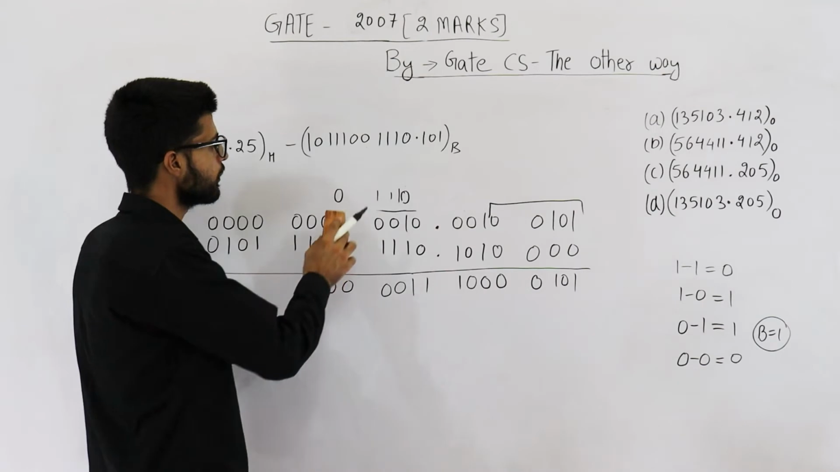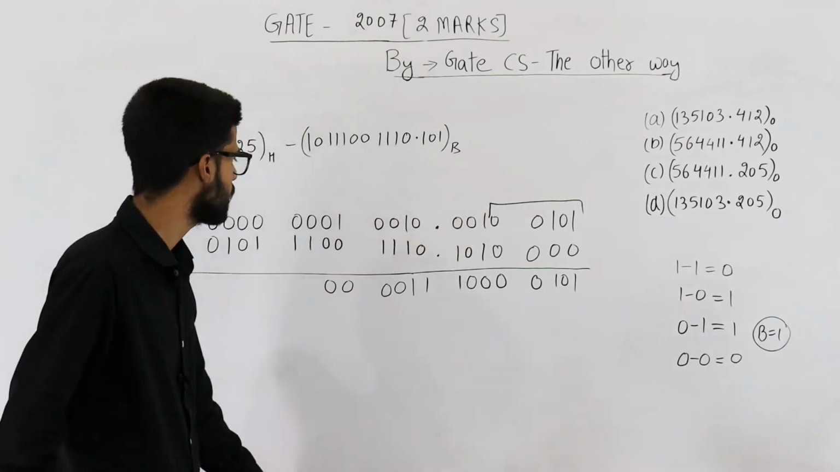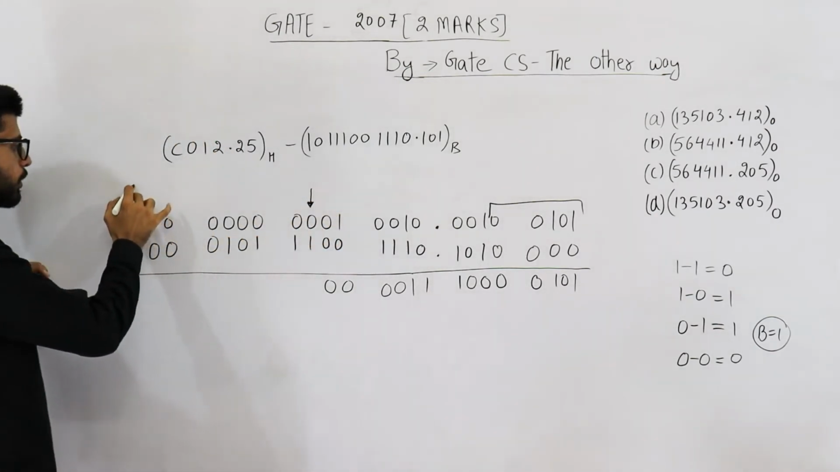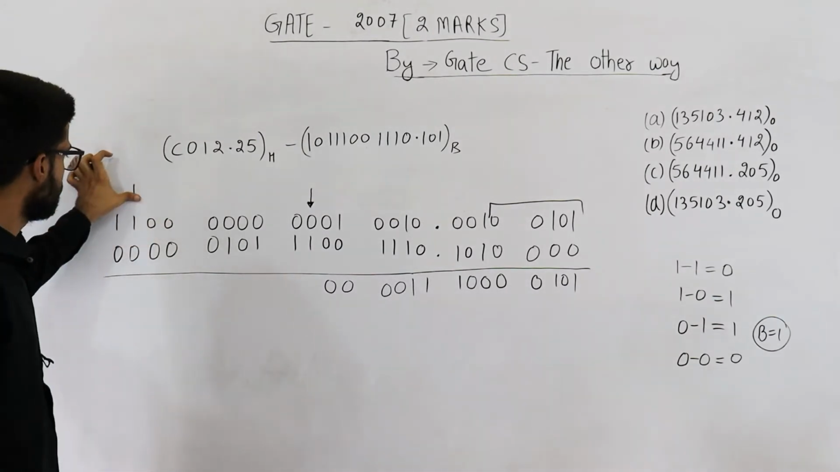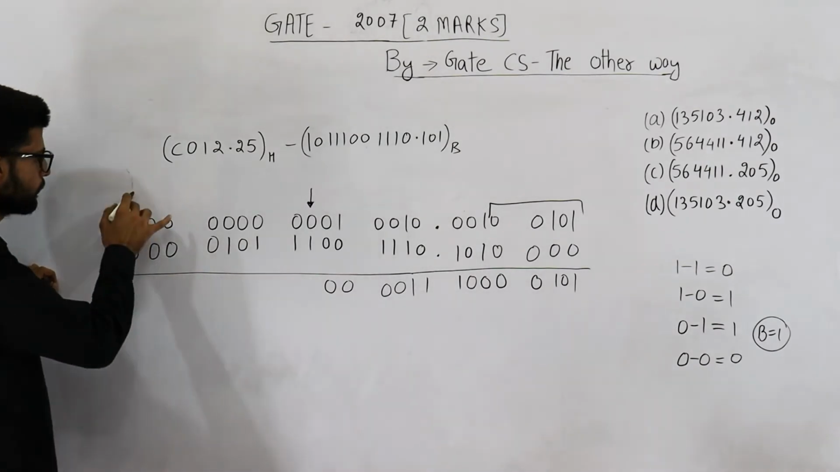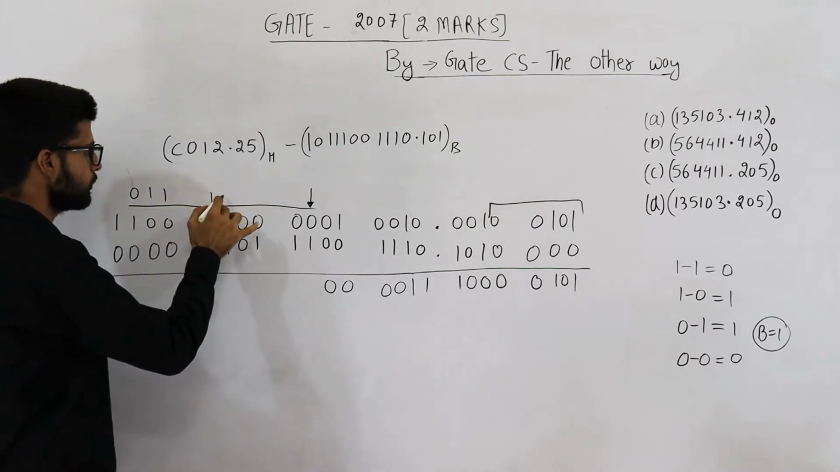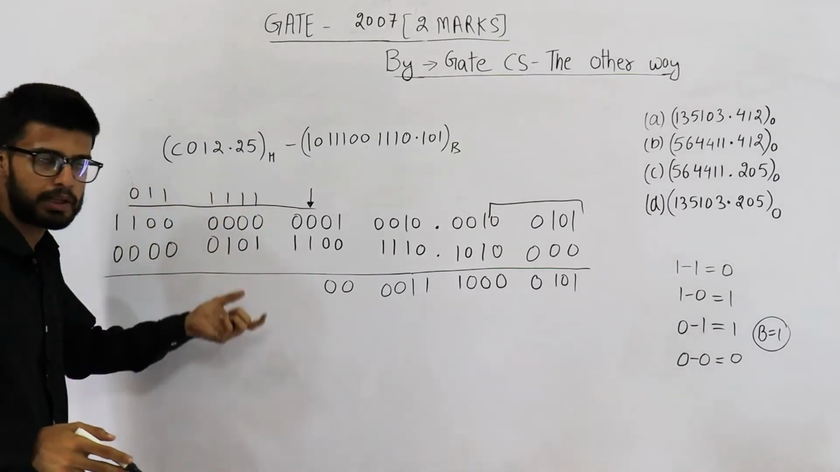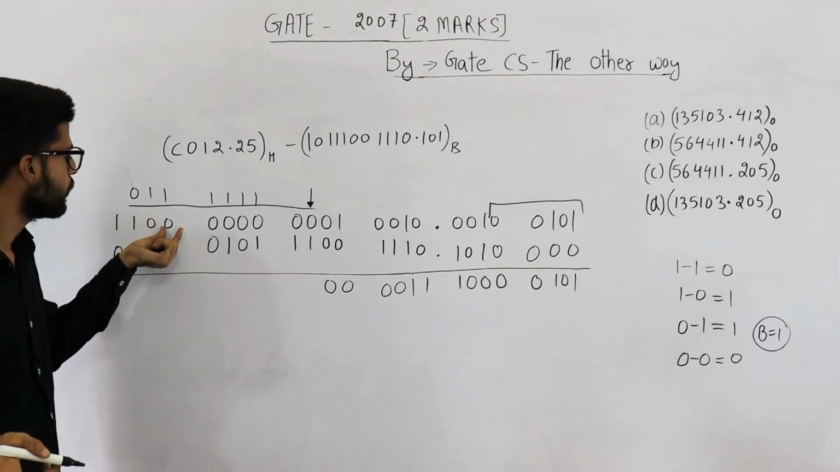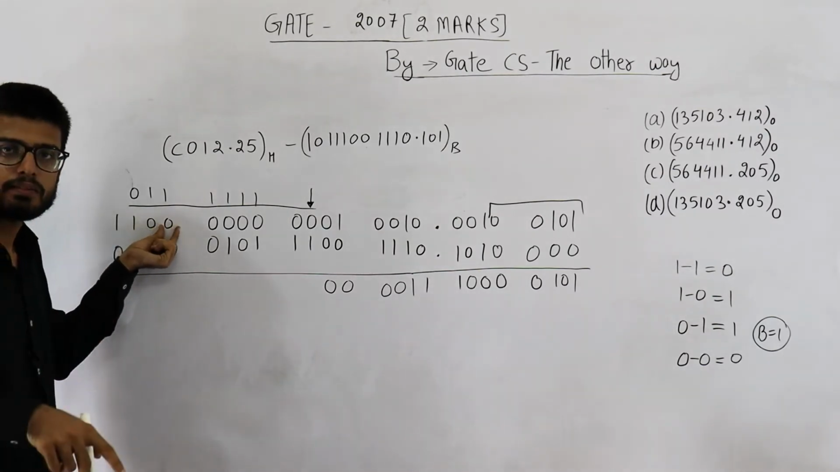Let me raise it. Now again you need a borrow. That borrow is going to come from this bit. See, we require a borrow here and it is going to come from here. This bit, if it gives a borrow of 1, it is going to become 0. And all of these bits will become 1. It's not that they became 1 directly. This bit will become 0, become 2. If we give a borrow to that side, 1 will be remaining. Similarly, it will become 2. But after giving a borrow, 1 will remain.